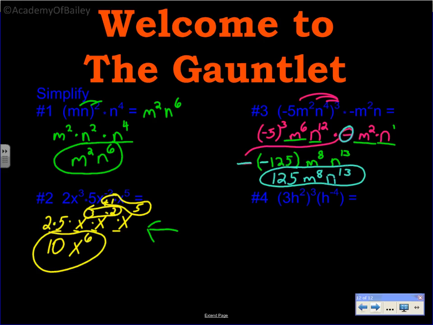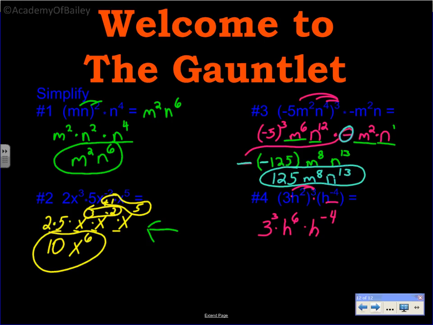And number 4, let's look at what we have here. Number 4, well, 3 to the first power raised to the third power, so the 1 times 3 is 3. And then h and 2 times 3 is going to be 6. This h here has the exponent of negative 4 with it. So those are all multiplication signs. Multiplication, multiplication, we're all multiplying there.